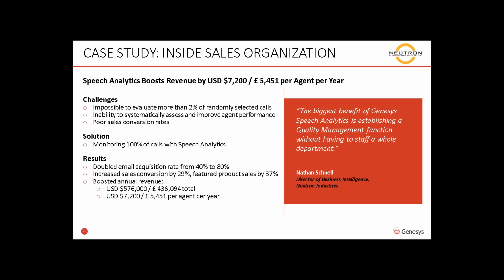They also quickly increased their sales conversion rate by 29%, and their featured product sales by 37%. As a result, they boosted their annual revenue by over $500,000 per year, and just under £500,000 total, which equates to $7,200 US and 5,451 pounds per agent per year increased revenue.